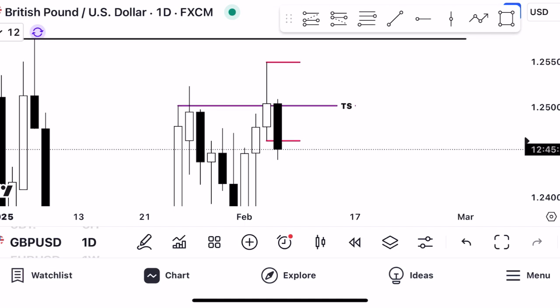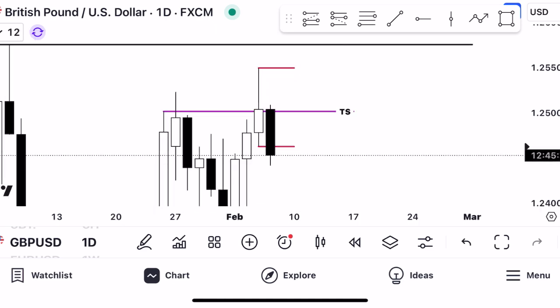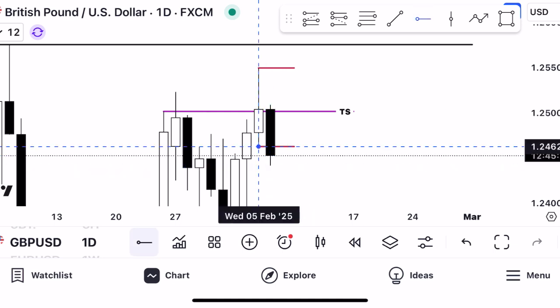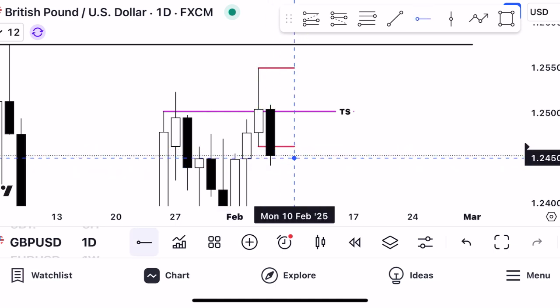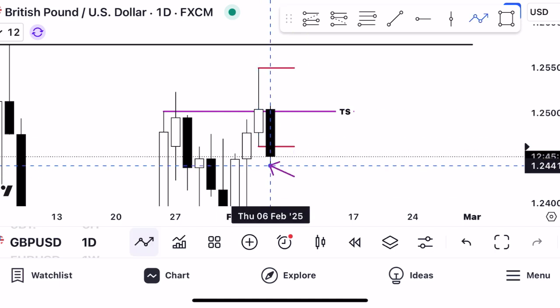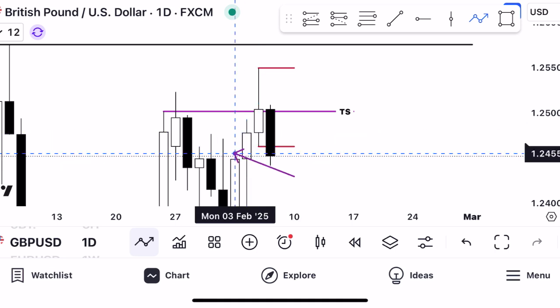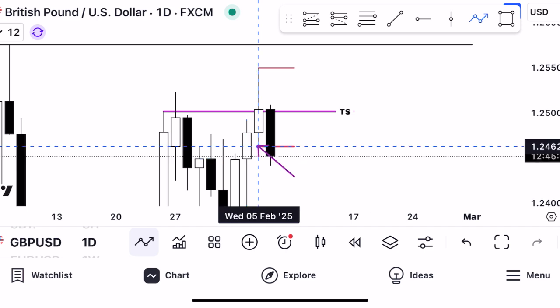So this is GU. If you look at the daily chart, you could see that we have taken the previous day low, which is over here. You could see the daily low has been taken, and also you could see that we have a fair value gap in between here. So that is a key level.